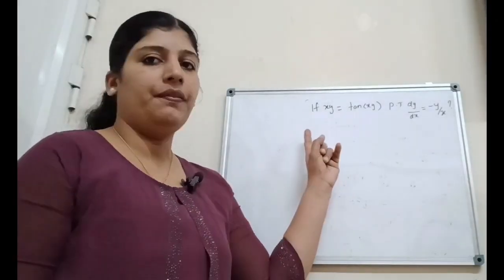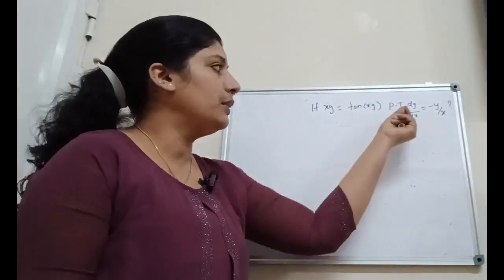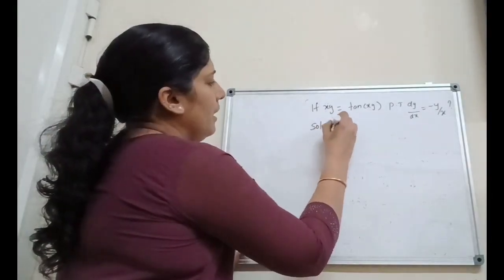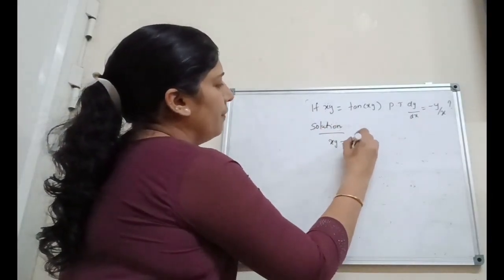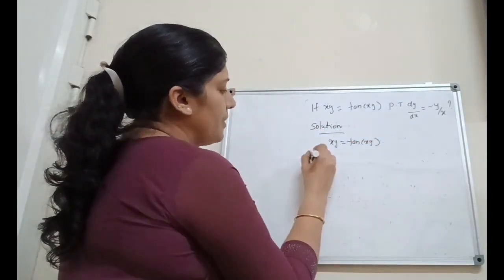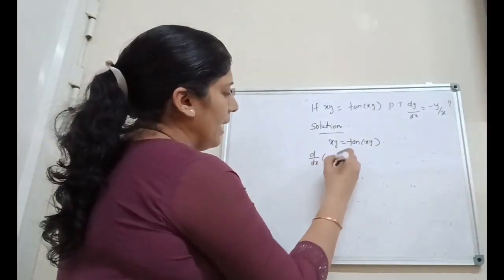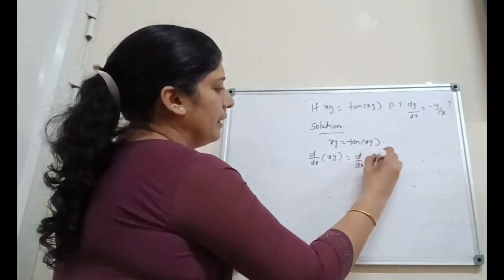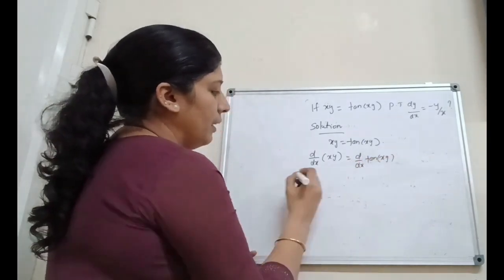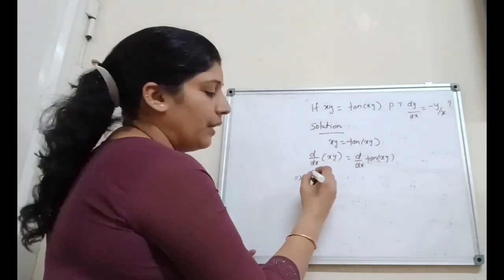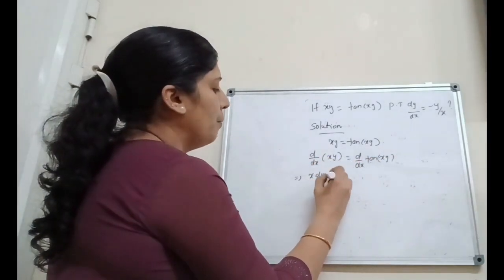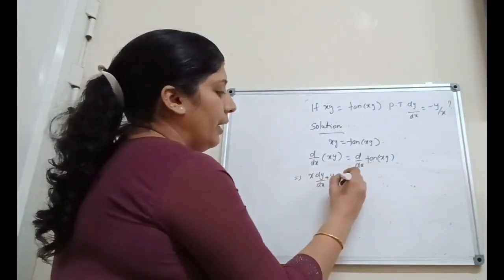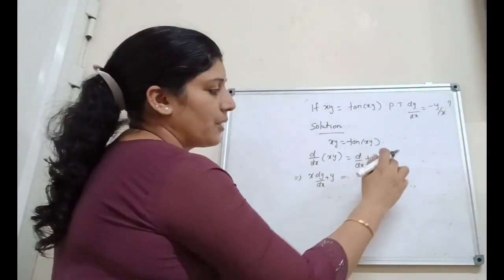Next question. If xy equals tan of xy, prove that dy by dx equals minus y by x. That is, xy equals tan of xy. First we differentiate on both sides with respect to x. That is, d by dx of xy equals d by dx of tan of xy. That implies x into dy by dx plus y into d by dx of x, which is 1, equal to d by dx of tan of xy.